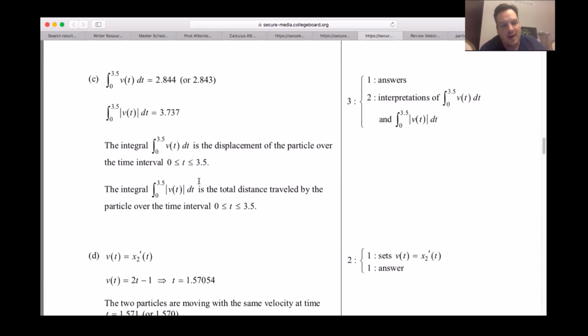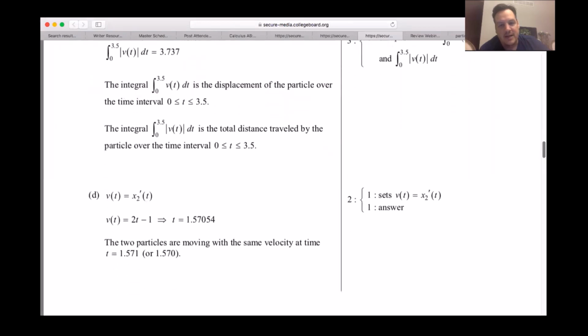And then your 2 explanations were worth 2 points, 1 for each essentially, right? We won't get into the nuances of how those points are awarded, but basically if you had one of them correct, you got 1 point. If both were correct, you got 2 points. And so you got 1 point for each of those for remembering that total distance uses absolute values and displacement does not.